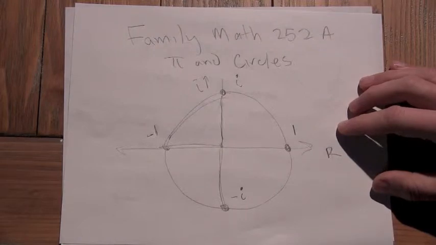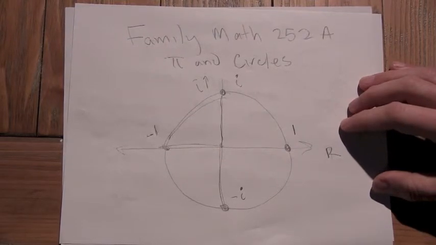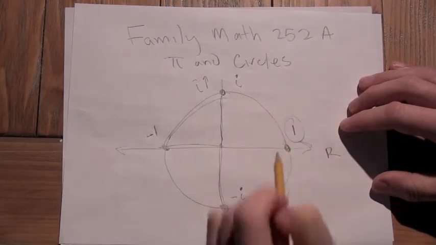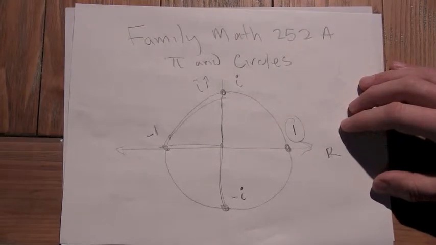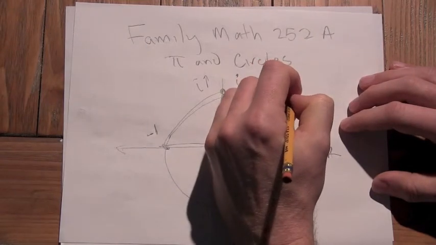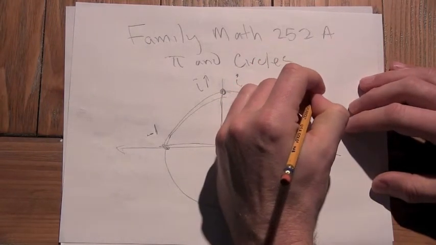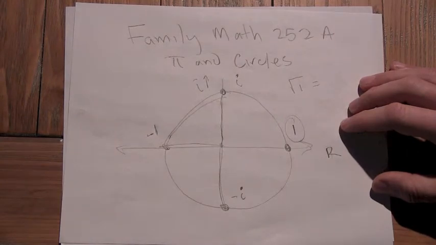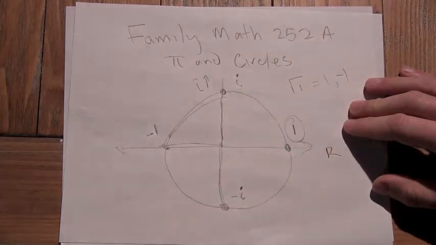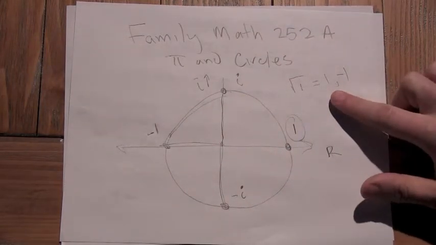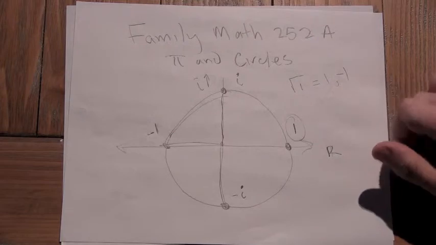And there are some really interesting patterns that get formed when you're looking at the unit circle and roots of 1. So, for example, what numbers are equal to the square root of 1? Well, 1 and minus 1. That's because 1 times 1 equals 1, and minus 1 times minus 1 equals 1.